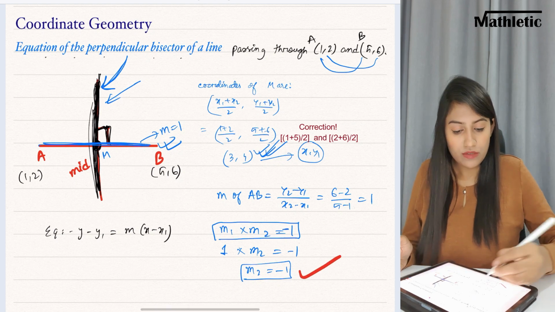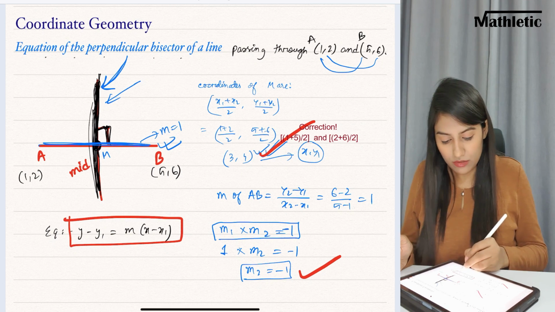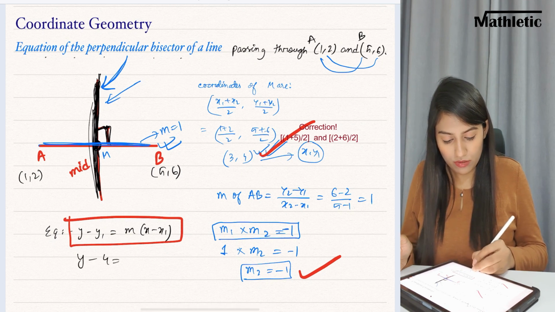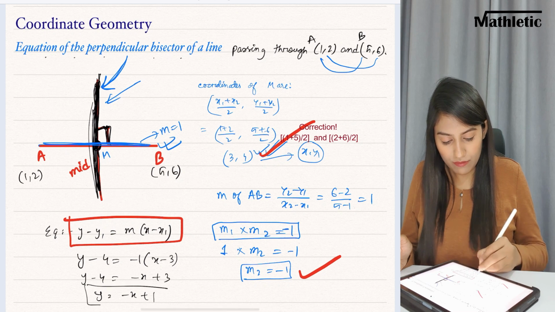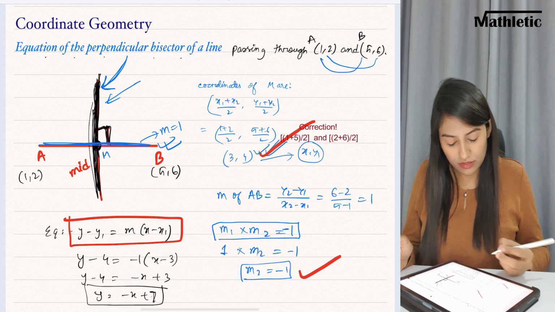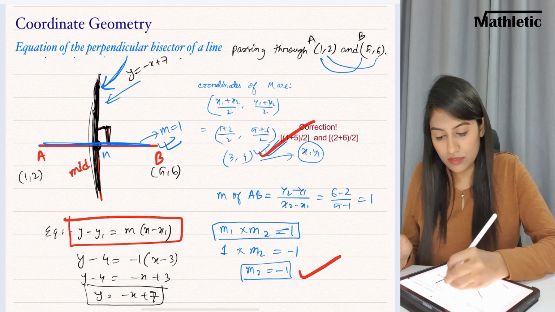Now that we know the gradient and the coordinate, we can substitute into this formula. y minus 4 equals minus 1 times (x minus 3). So y minus 4 equals minus x plus 3, so y equals minus x plus 7. So the equation of this perpendicular line is y equals minus x plus 7.